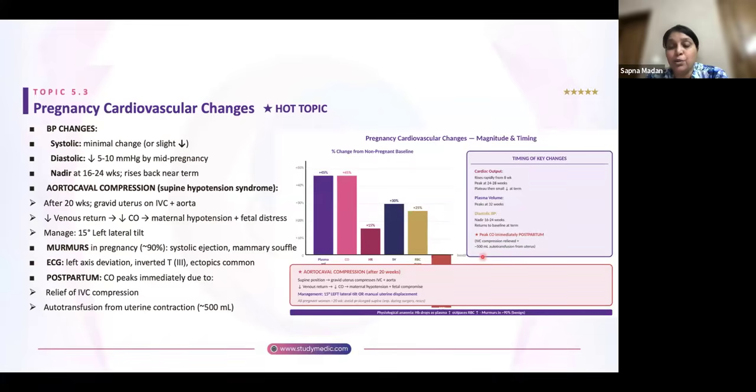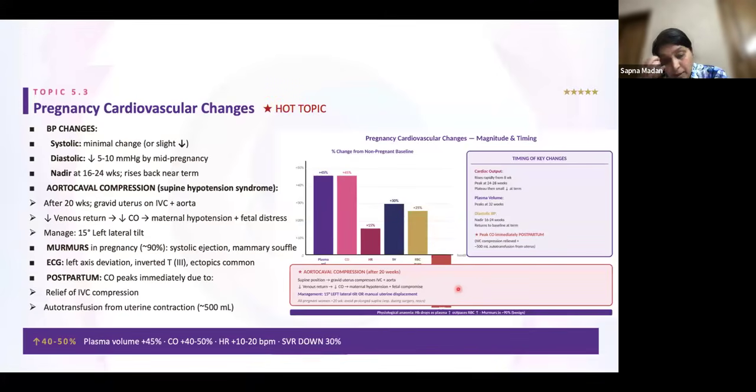Okay. After delivery, the IVC compression is relieved, and because of the uterine contractions there's auto transfusion into the system, and therefore the cardiac load is increased, and the patient can go into heart failure if she is predisposed to such conditions. Aortocaval compression after 28 weeks in supine position, we discussed this. The gravid uterus will compress the IVC and the aorta. Because of that, there will be reduced venous return, decreased cardiac output, maternal hypotension, and fetal compromise. The management is 15 degrees left lateral tilt or manual uterine displacement.